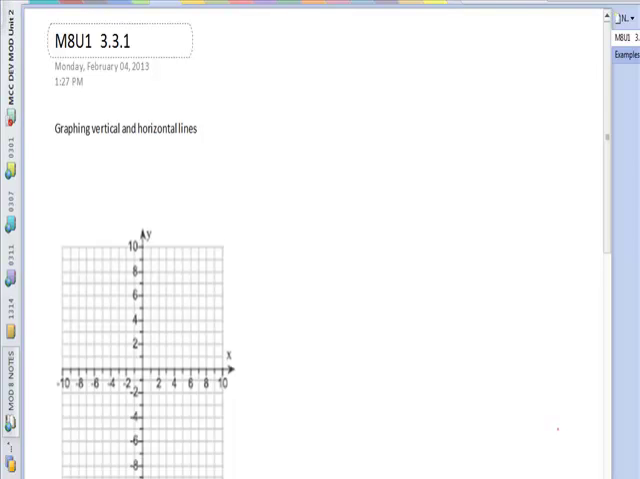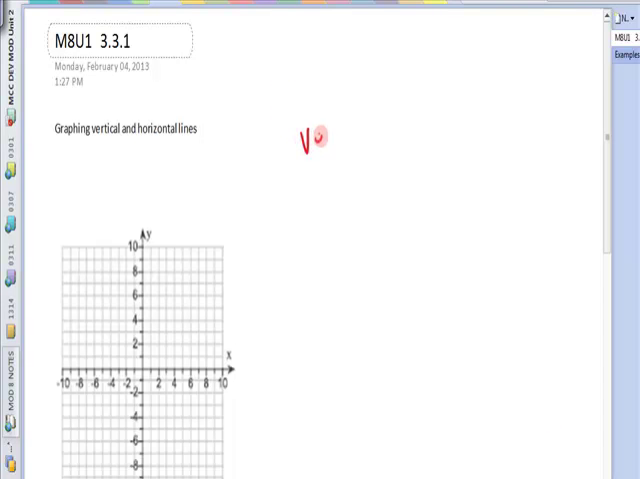In our last lesson, we talked about graphing lines using slope-intercept, y equals mx plus b. In this lesson, we're going to go on and talk about graphing two special kinds of lines, vertical lines and horizontal lines. Hopefully you remember this from a previous course or a previous mod.